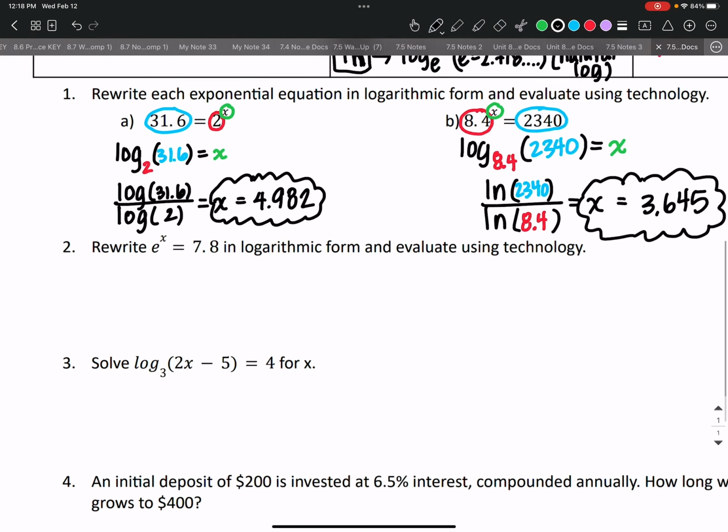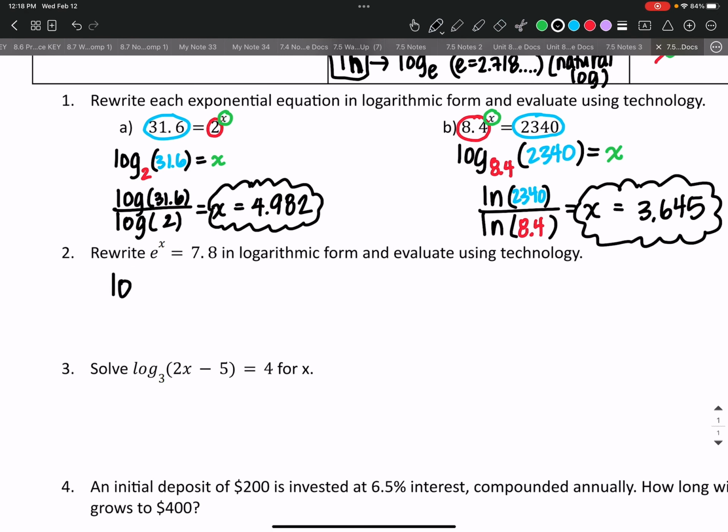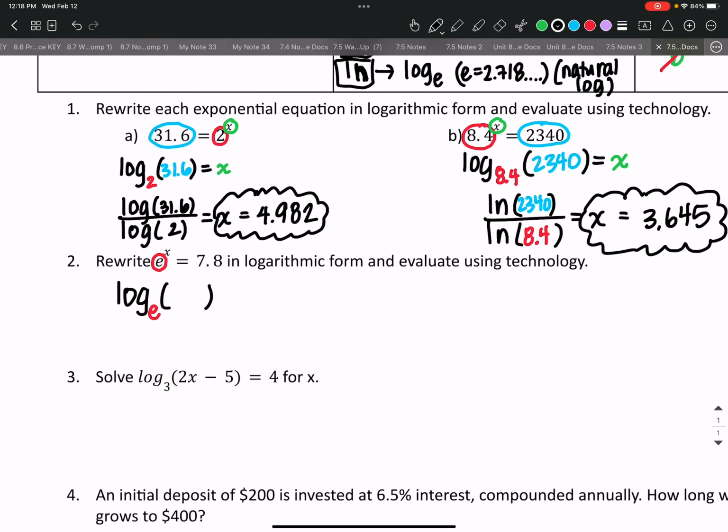Then I want to rewrite e to the x power is equal to 7.8 in logarithmic form and evaluate using technology. Well, again, I'm changing to log form, so I'm going to write log. The base is e, so that's the subscript of my logarithm form. Inside of the logarithm, I'm putting my answer, which is 7.8, the answer to the exponential equation. And then on the other side, I put the exponent, which is x.